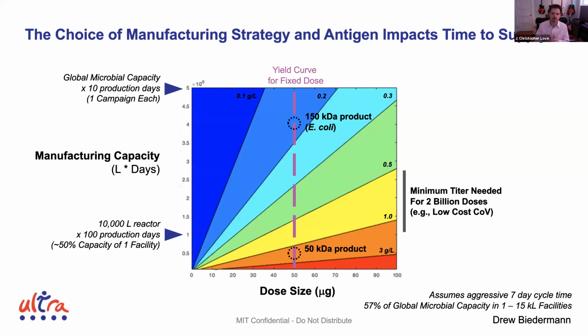If we want to get to very large volume without using too much of our global capacity, because of availability or otherwise, we need smaller products that are going to be high volume products, so gram per liter titers. And so this gives us engineering targets for how we think about where we want to be in the production volumes.